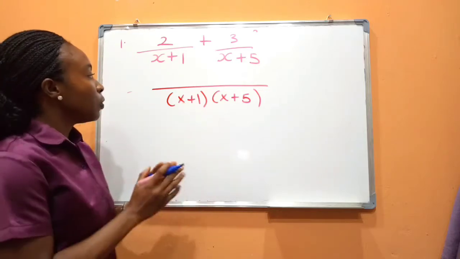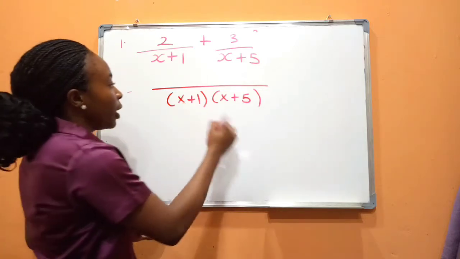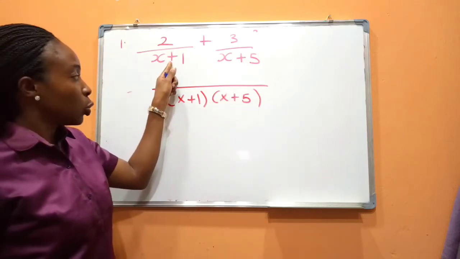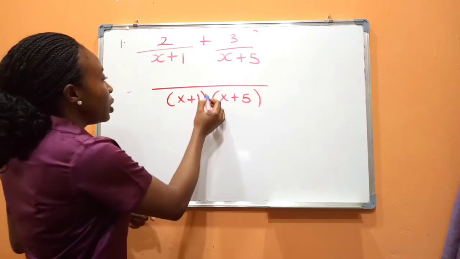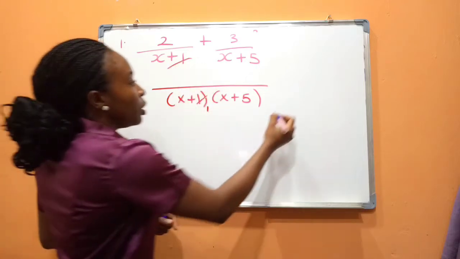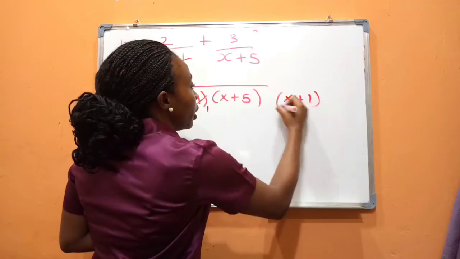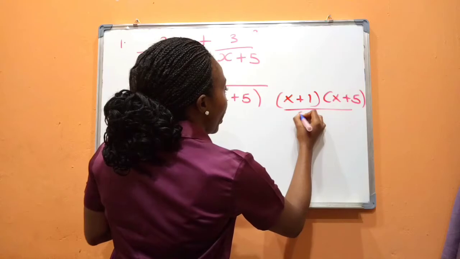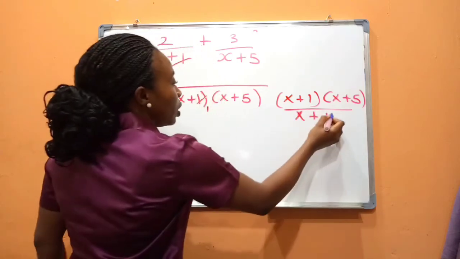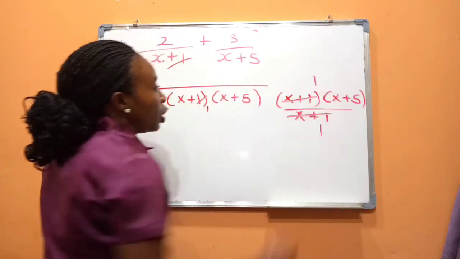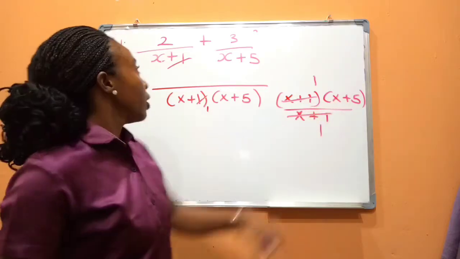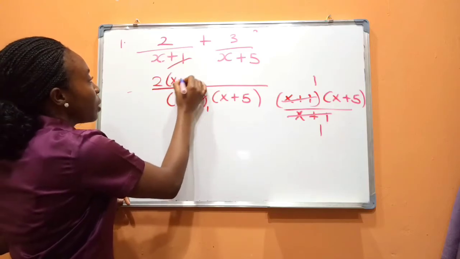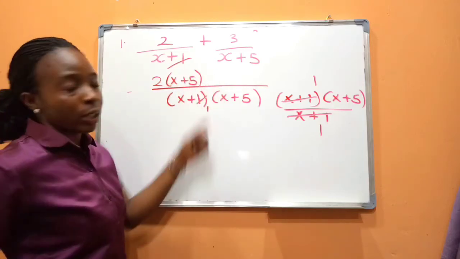Now that you've gotten the LCM, we are going to say x plus 1 and x plus 5 divided by what? x plus 1. Once you do that, this is going to cancel out. So x plus 1, x plus 5 divided by x plus 1: this goes here 1, this goes here 1. So we are left with x plus 5. The next thing we are going to do, we are going to say 2 times what? x plus 5. Then we close the bracket.